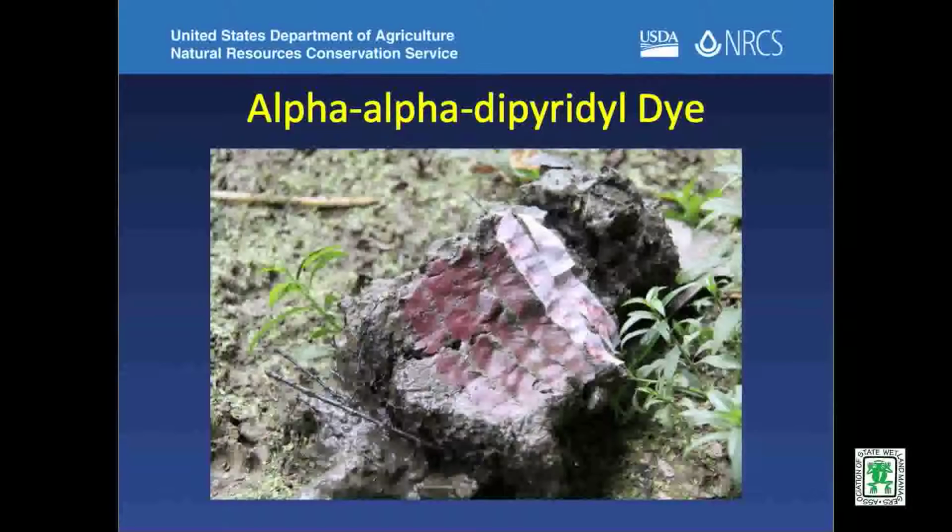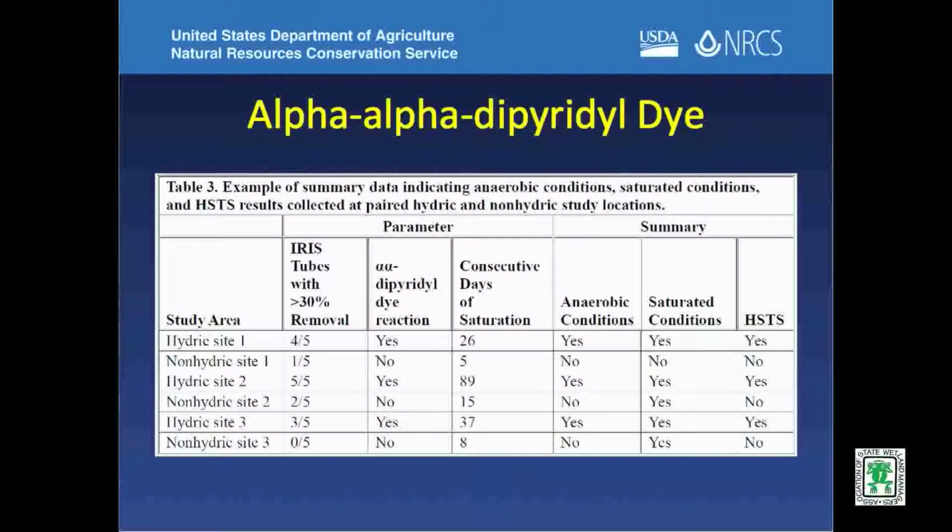Okay, with alpha-alpha dipyridyl dye, once again, we have this table, and in this case, it includes iris tube information and alpha-alpha information. We have 3 sites. The first hydric site, 4 out of 5 iris tubes had 30% removal, and it also passed alpha-alpha. Then for consecutive days of saturation, you had more than 14 consecutive days, so it passed anaerobic conditions, it passed saturated conditions, so yes, it passed the technical standard.